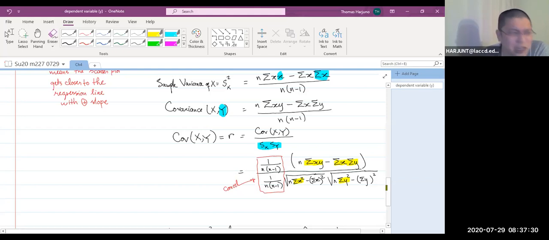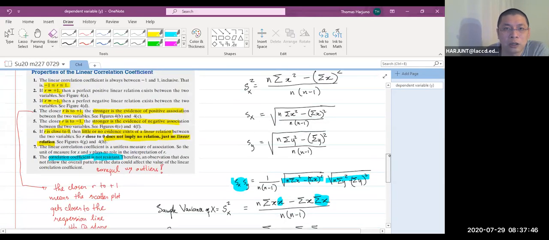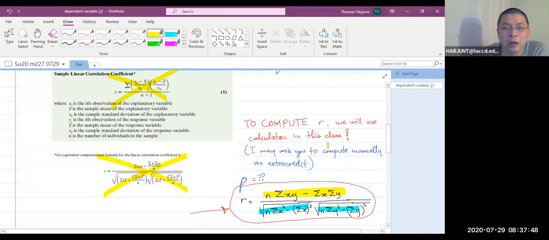The computation is quite heavy to do by hand, such that even when I ask this question in your test, I will ask it in the sense that you will just use your calculator. And like what I said earlier, if I do ask you to do it manually by hand, that will be in the sense of extra credit.